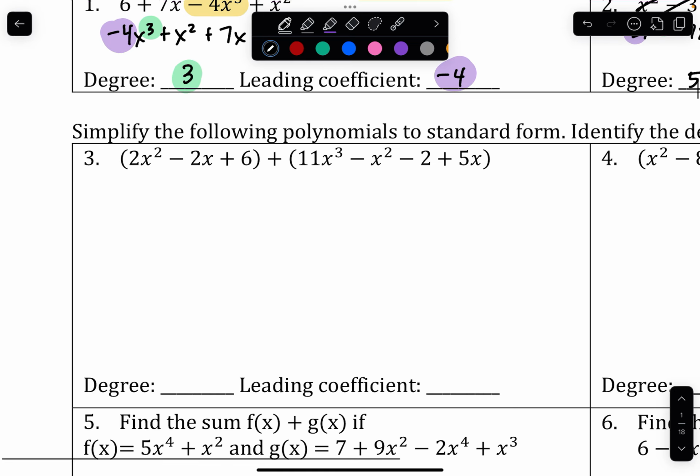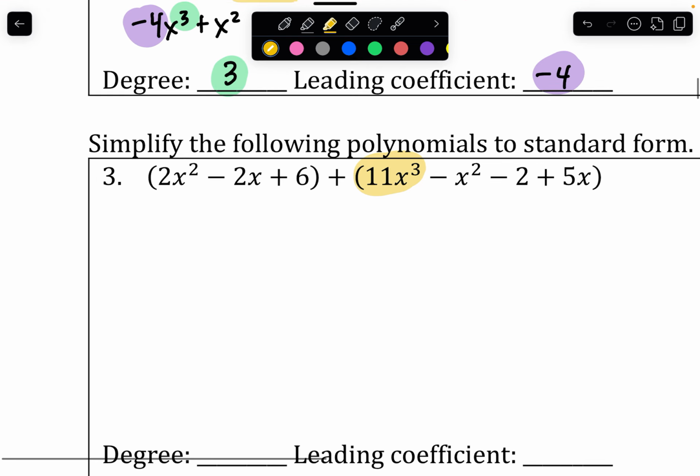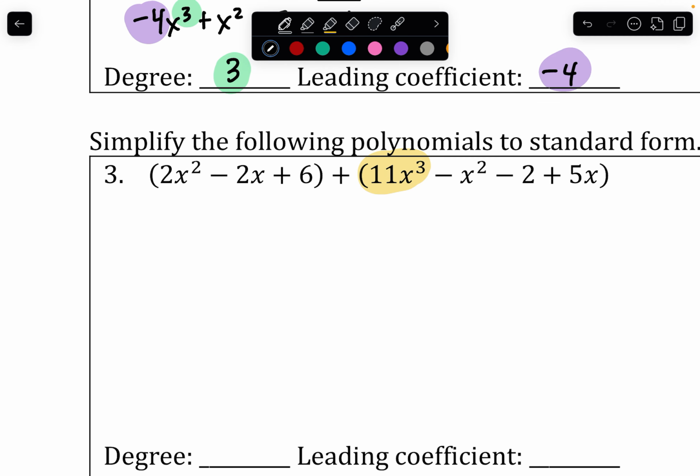Okay, next we're going to add them. And when you add polynomials, you just combine like terms. And so I always collect from highest exponent to lowest, so that way it'll be in standard form for my final answer. And so my highest exponent is x cubed, and there's no other x cubes. And so my first term will be 11x cubed. Next would be x squared, and we have 2x squared minus x squared for 1x squared.